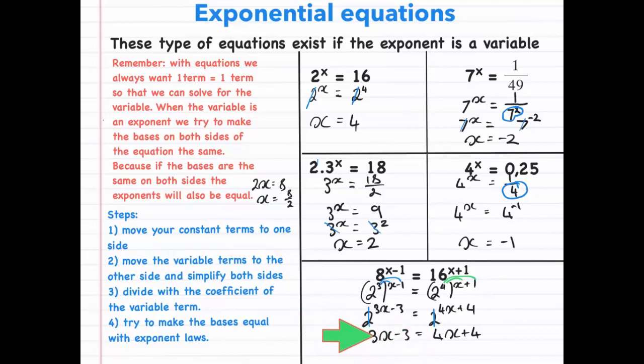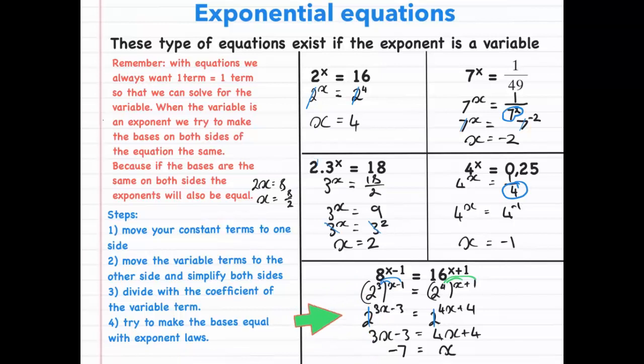So we move the 3x to that side. It becomes a minus 3x. So 4x minus 3x is just a 1x. And then here we have a minus 3. If we take that plus 4 to this side, it becomes a minus 4. Minus 3 minus 4 is a minus 7. And x equals minus 7. Okay, so that is easy enough.